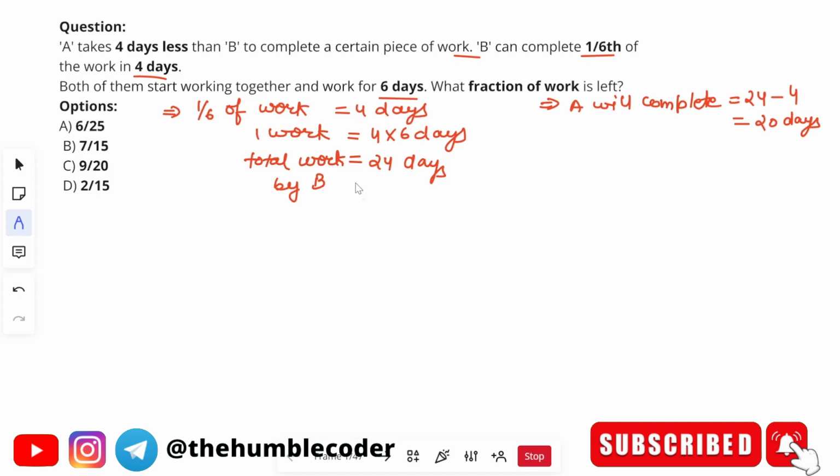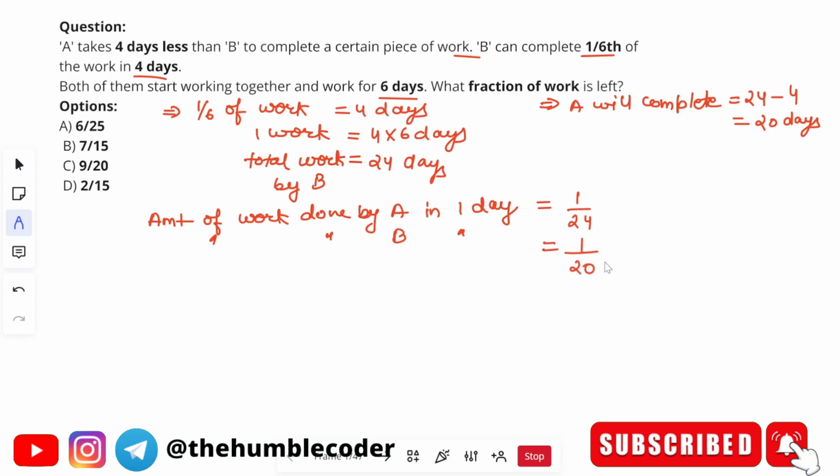Now what is asked to us is: both of them start working together and work for 6 days. What fraction of work is left? First of all we have to understand how much work they complete in 6 days. For that, let's see how much work each of them does in 1 day. The amount of work done by A in 1 day will be how much? Just simply 1 by 24, right? We can write it like this. And in the same way, the amount of work done by B in 1 day, exactly the same thing we are finding for B also. So 20 is the total time, so in 1 day B will do 1 by 20 amount of work, right?